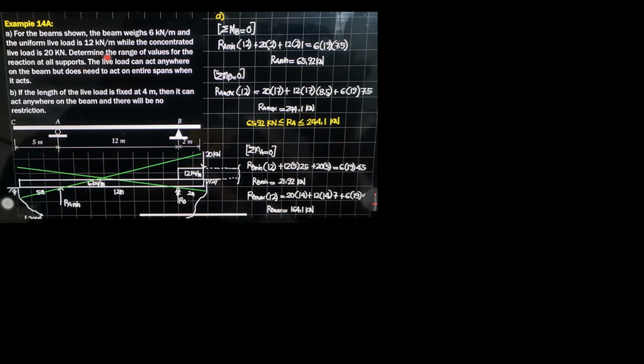So for the beam shown, the beam weighs 6 kilonewtons per meter and the uniform live load is 12 kilonewtons per meter, while the concentrated live load is 20 kilonewtons. Determine the range of values for the reaction at all supports. The live load can act anywhere on the beam but does need to act on entire spans when it acts. If the length of the live load is fixed at 4 meters, then it can act anywhere on the beam and there will be no restrictions.